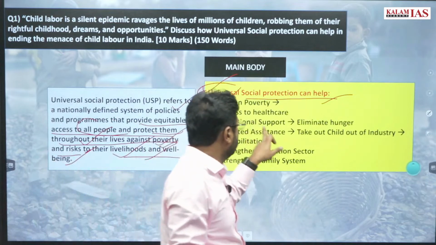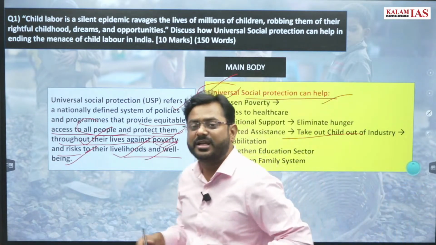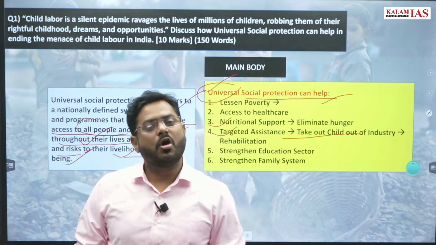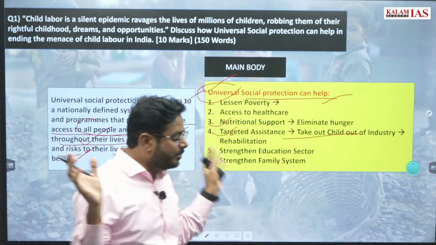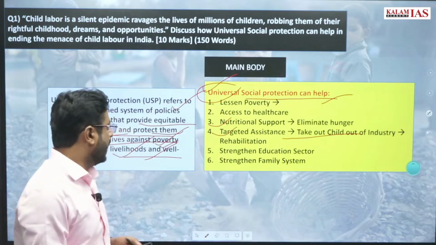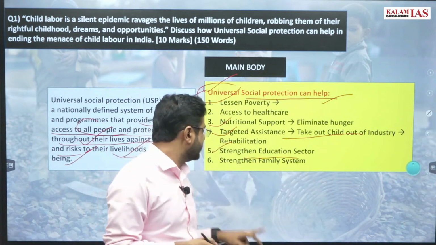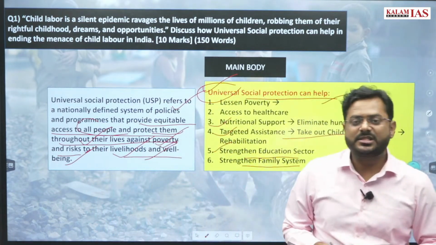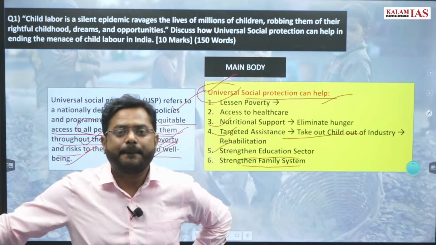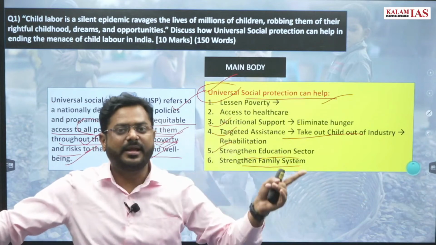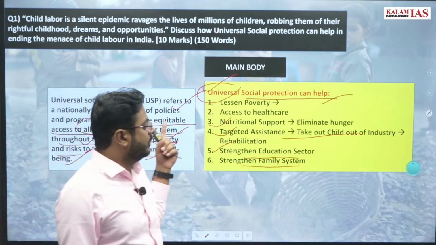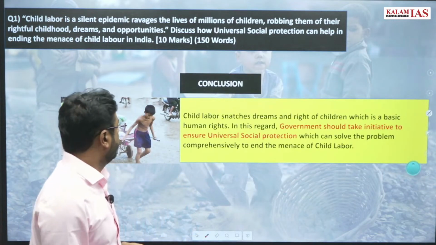Then targeted assistance, taking children out of the industry, rehabilitation should be there. Child laborers should be rehabilitated and sent to good boarding schools or some other location where the child is safe, right? Then it can strengthen the education sector as well as the family system. How will it strengthen? Skill development can be provided to their parents so that they will be working, earning, and the children will be going to school, right? So universal social protection will be providing benefits universally, right?